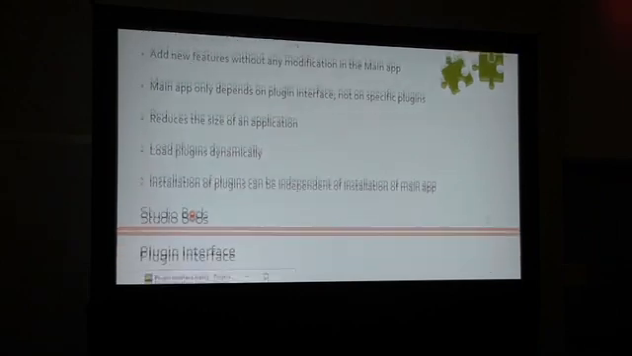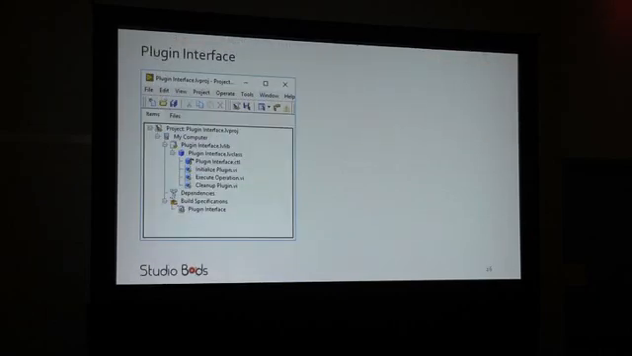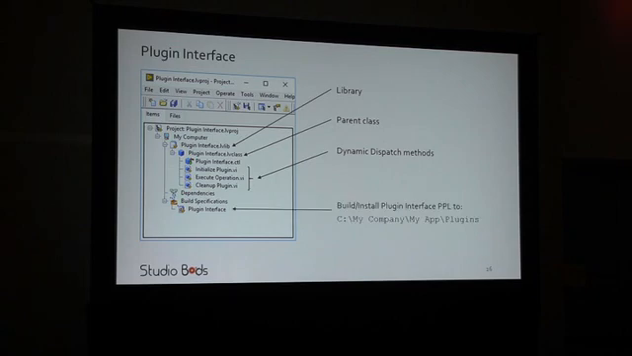So let's work through the process of that. First, you start with your plugin interface. What is the plugin interface? It's a library, because you need a library to build a PPL. And then you have a class, which is the parent class for all your plugins. And you implement the dynamic dispatch methods that you will need for all your plugins. It's optional, but I like to build my plugin interface into a PPL, but anyway, it's going to be loaded with the main application, so you could keep it as source.